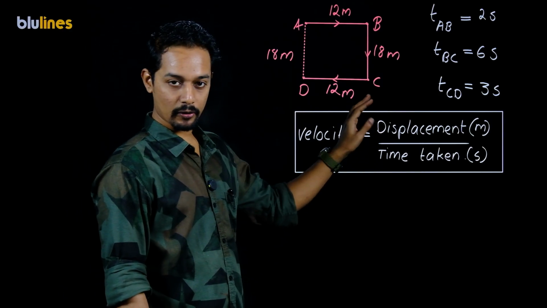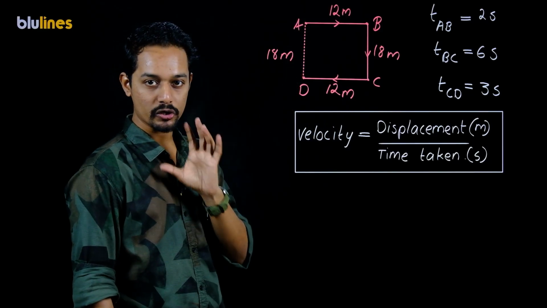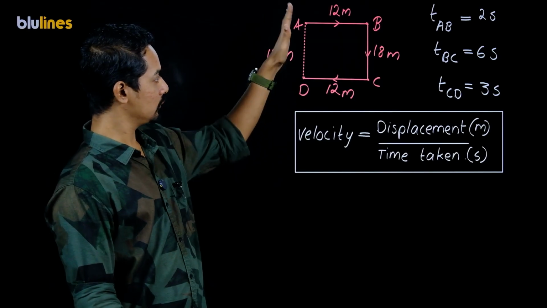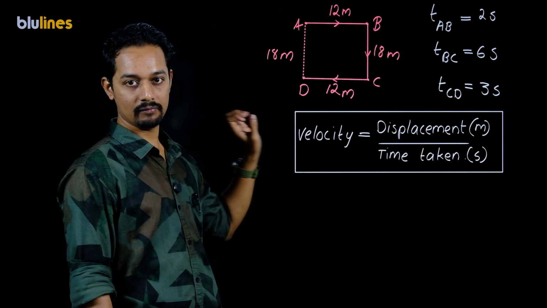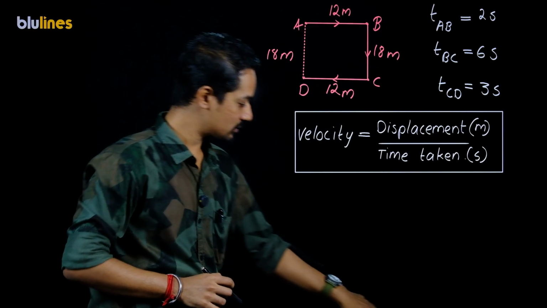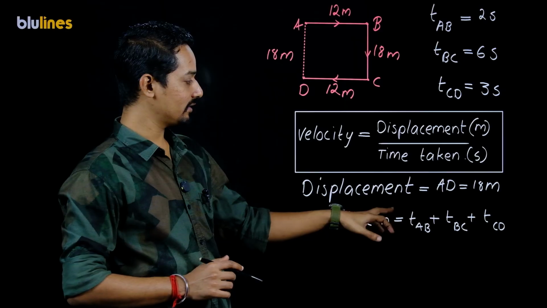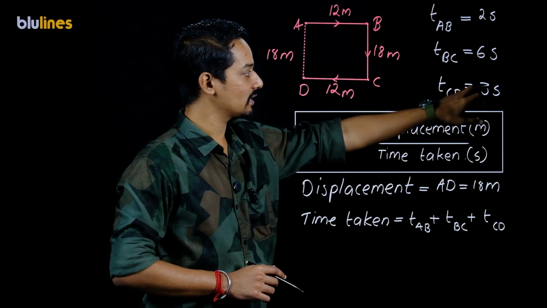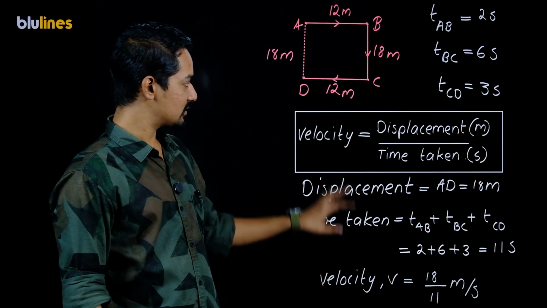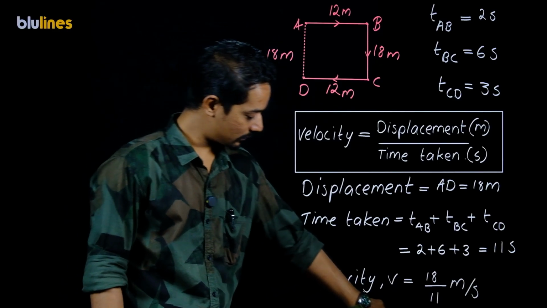Remember, the velocity depends on the displacement, not the distance. And we know that the displacement is the shortest path connecting the initial and final position. The initial position is A and the final position is D. So in spite of it taking a long path, we have to worry about just the shortest path, that is AD. AD is 18 meters. So the displacement is 18 meters, and we know the time. The total time is 2 seconds, 6 seconds and 3 seconds. Finally, the velocity is 18, the displacement, divided by the total time. So 18 by 11 meter per second.